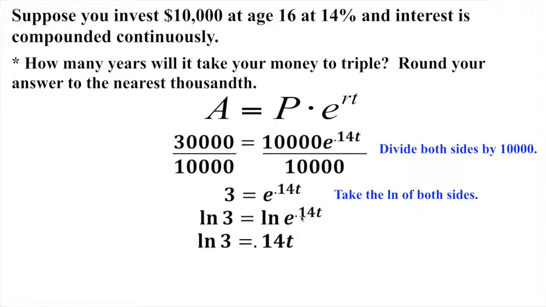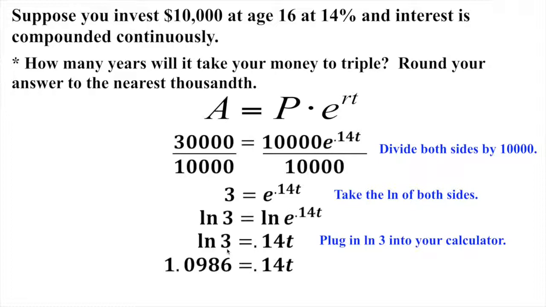So by the time we move this 0.14t to the front, then we're going to multiply it by 1. That just gives us 0.14t. Okay, well, now that we have that, what we're going to do next is plug this ln3 on the left-hand side into our calculator. So just take out your calculator and plug in ln3. Hit enter. See what that gives you.